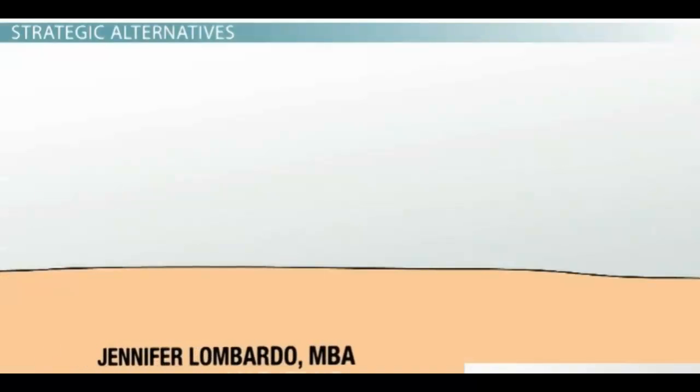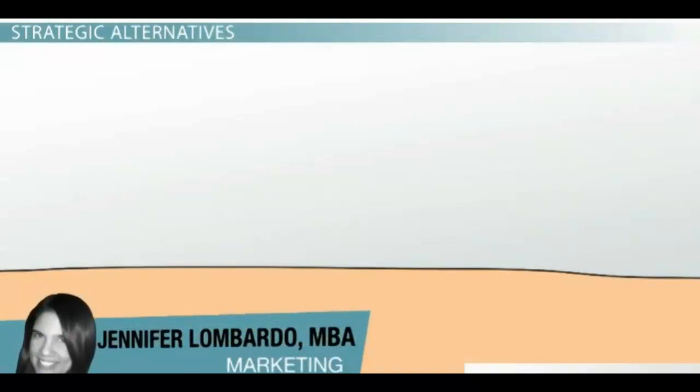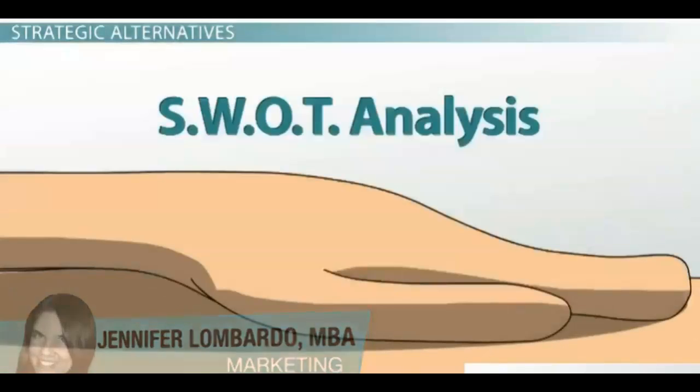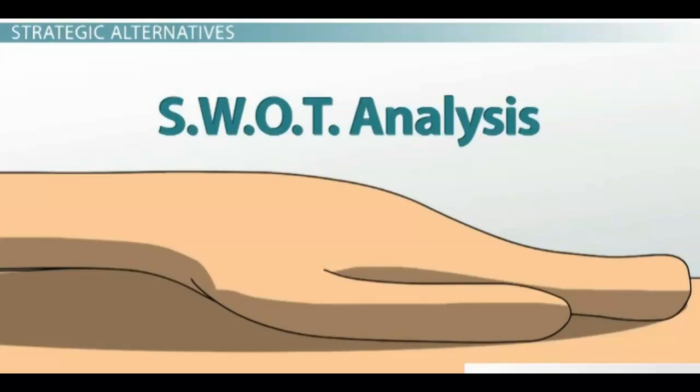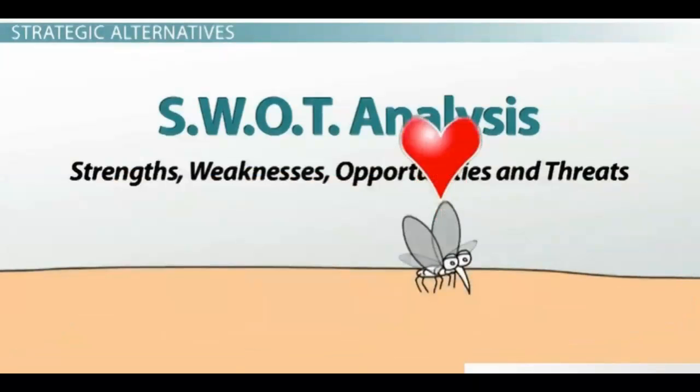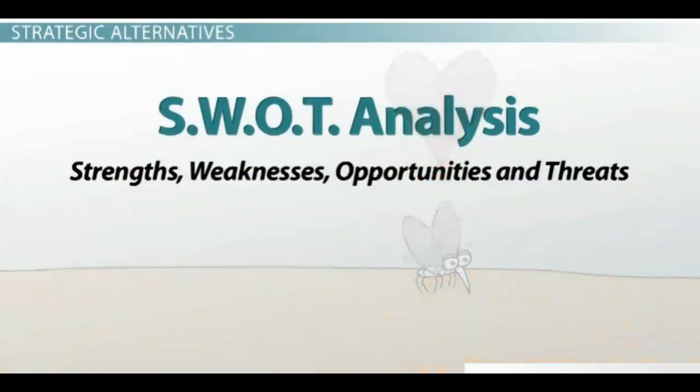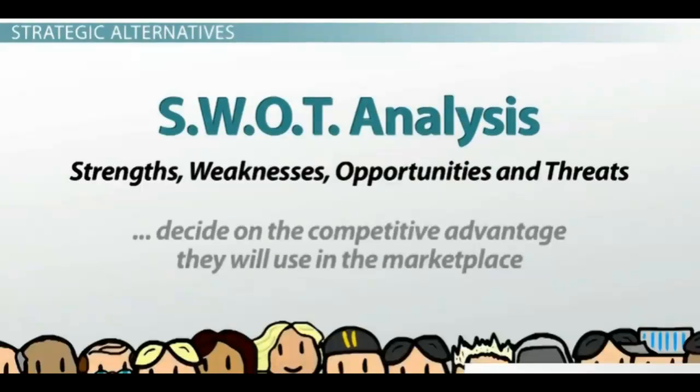Companies must go through a number of steps to create an effective marketing plan and strategy. They first must conduct a SWOT analysis. SWOT stands for Strengths, Weaknesses, Opportunities, and Threats. They must use a SWOT analysis to decide on the competitive advantage they will use in the marketplace.